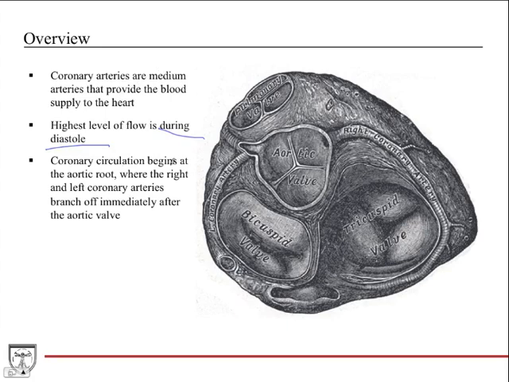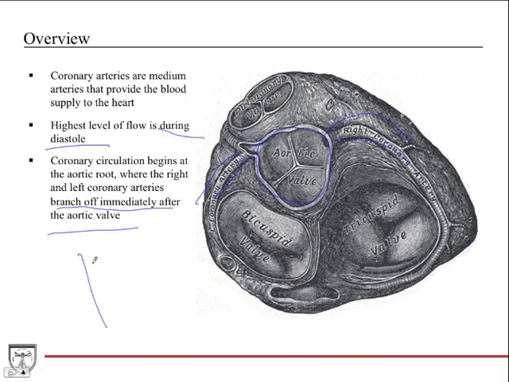The coronary circulation begins at the aortic root, and you can see that here. Here's the aortic valve, and around this way would be the aortic root, just where it's coming off the heart. Then you have the right coronary artery coming off here, and the left coronary artery coming off here. So they come right off the root of the aorta, and they branch immediately after the aortic valve.